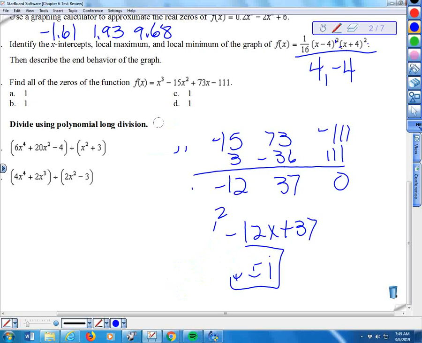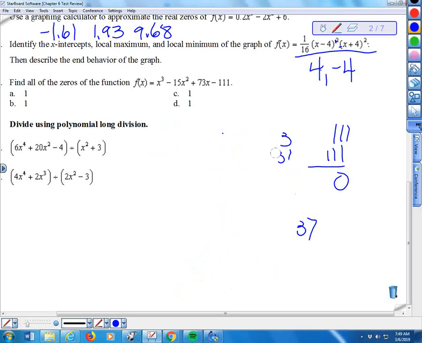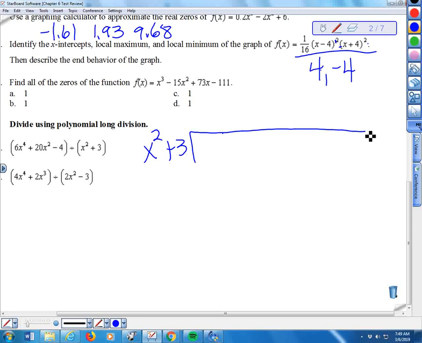For the sake of time, I'm going to do one of these with polynomial long division, because the other will be the same process. The biggest thing to remember is you need to put placeholders if they don't go in consecutive exponent order, which is what I just didn't do.